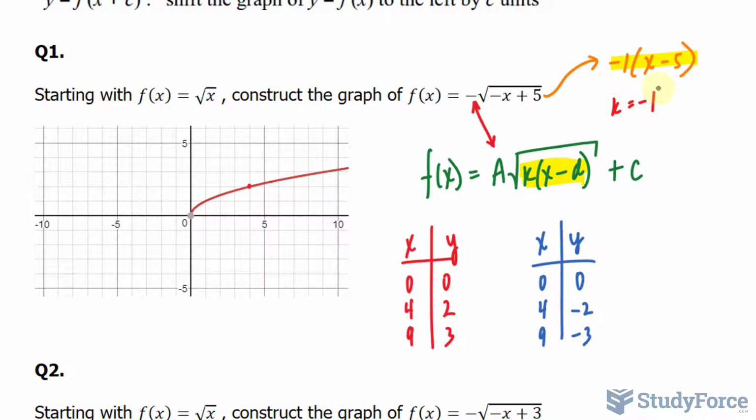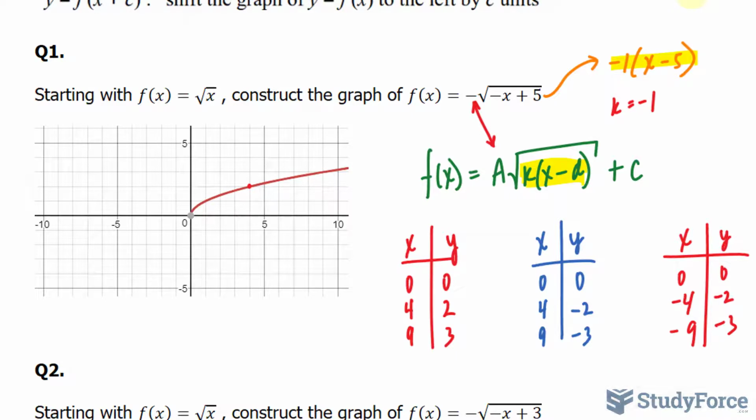And when the k value is negative, we have a reflection about the y-axis. When you have a reflection about the y-axis, you keep the y outputs the same. So we'll keep these the way they are, 0, negative 2, and negative 3. But the x inputs will have their signs changed. So we go from positive 4 to negative 4, positive 9 to negative 9, and these are our 3 points.